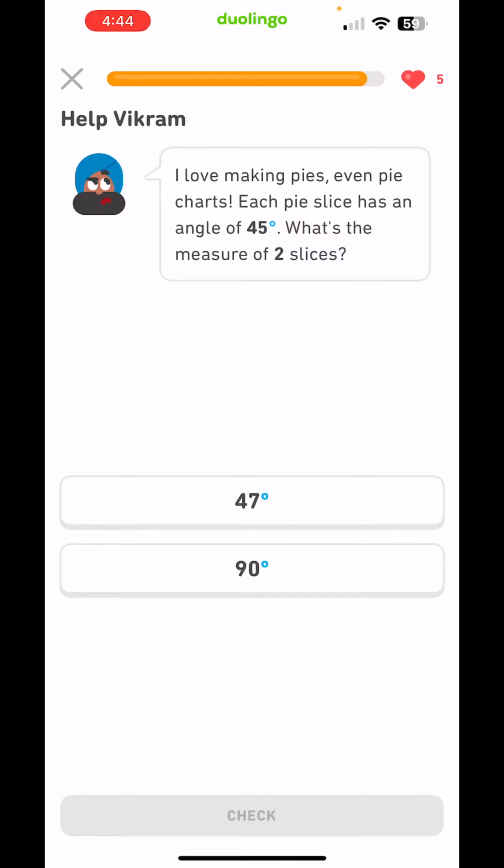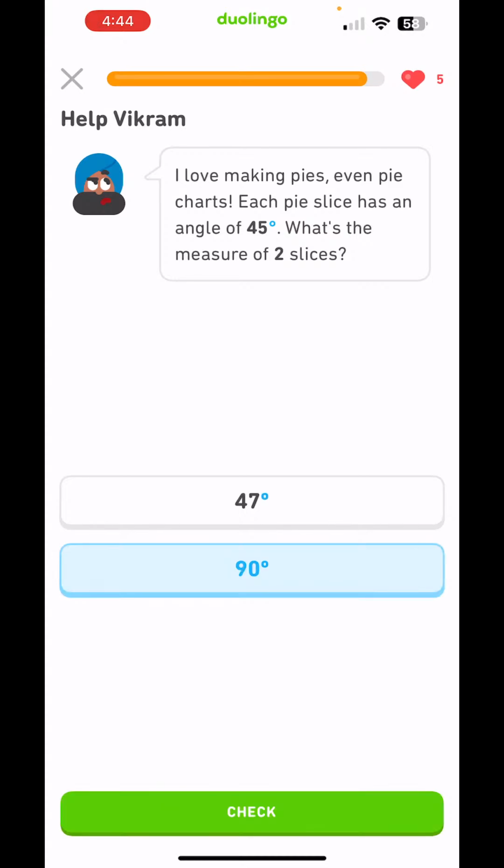Oh, word problem. Okay. I love making pies, even pie charts. Each pie slice has an angle of 45 degrees. What's the measure of two slices? Okay, so you can either do 45 times 2 or 45 plus 45, which is 90 degrees. Oh, comedy calculations. Yep, you got it. 90 degrees. Okay, so we got a perfect score.